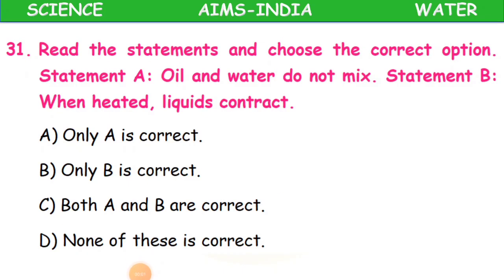Read the statements and choose the correct option. See, children, here you have two statements, statement A and statement B. So we have to identify which statement is correct. Okay, so statement A is oil and water do not mix. Statement B is when heated, liquids contract. Okay, so statement A, oil and water do not mix.